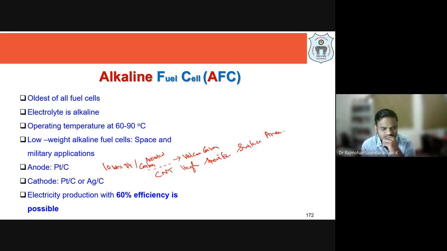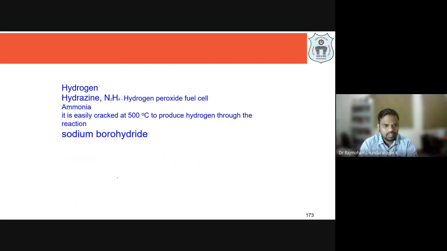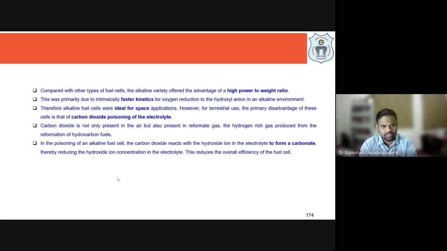The electrical efficiency with these alkaline fuel cells is 60% possible, and we can use hydrogen, hydrazine, ammonia, or hydrogen peroxide as fuel. Ammonia is easily cracked at 500 degrees Celsius to produce hydrogen. Even sodium borohydride can be used as the fuel.